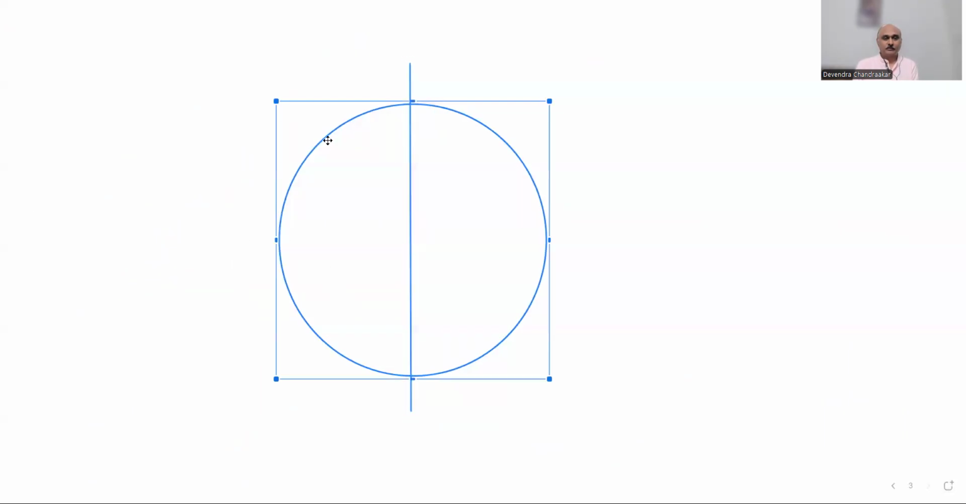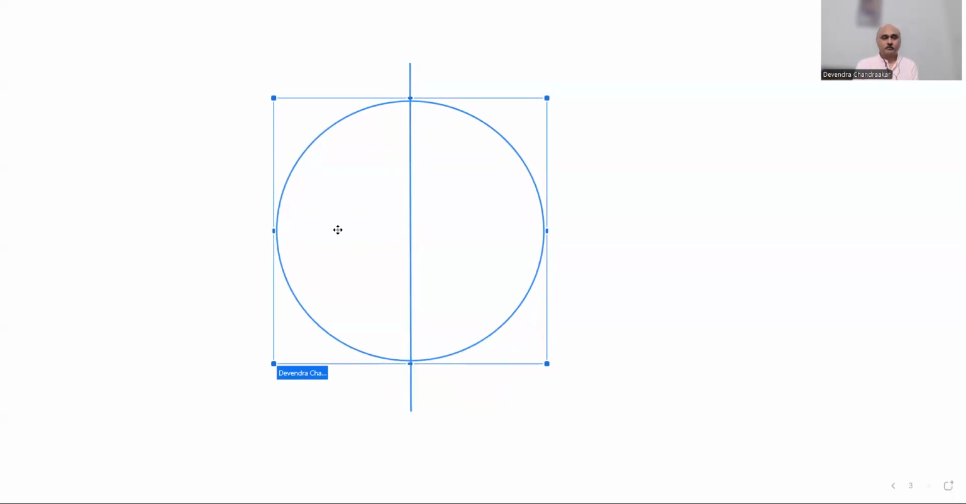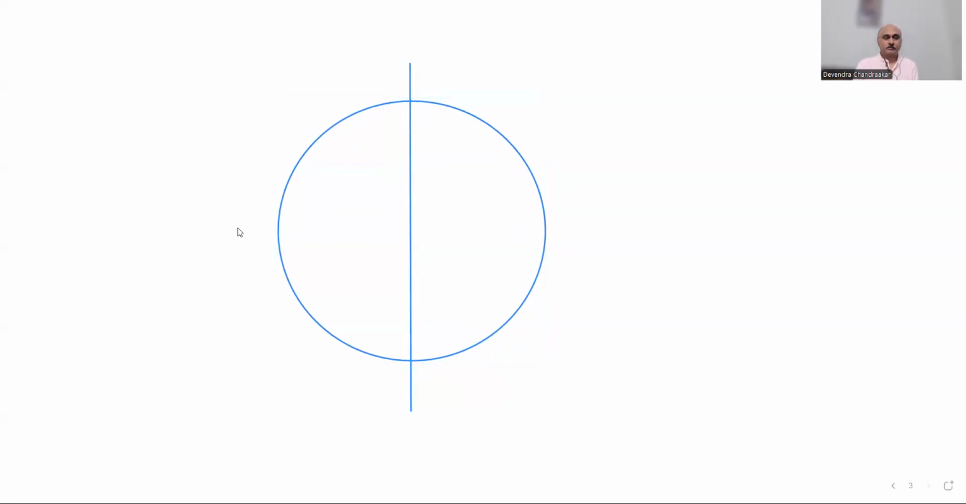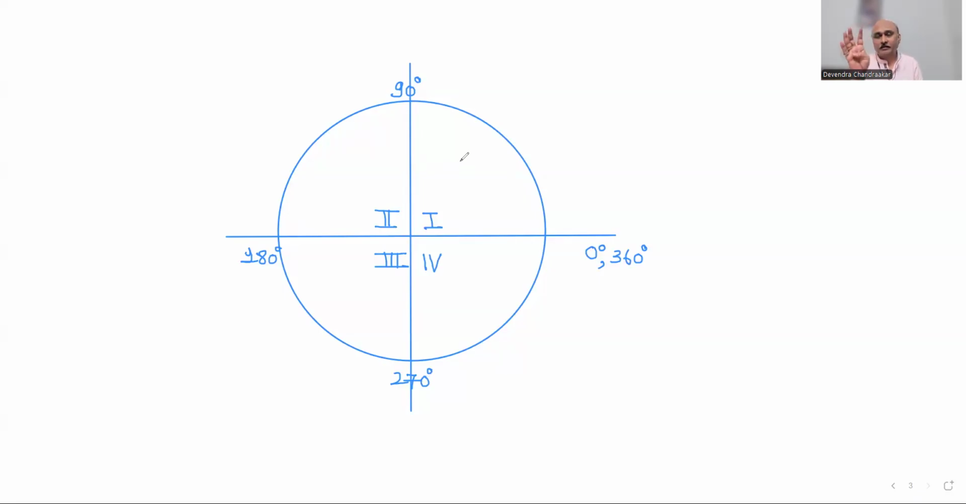So this circle is divided into 4 equal parts. Okay? This is the first part, second, third, and fourth. This is 0 degrees. This is 90 degrees. This is 180 degrees. This is 270, and this is 360 degrees. All of you can see that I divided the circle into 4 equal parts.